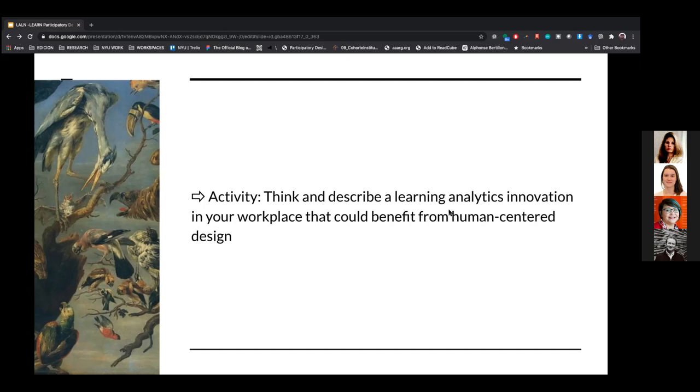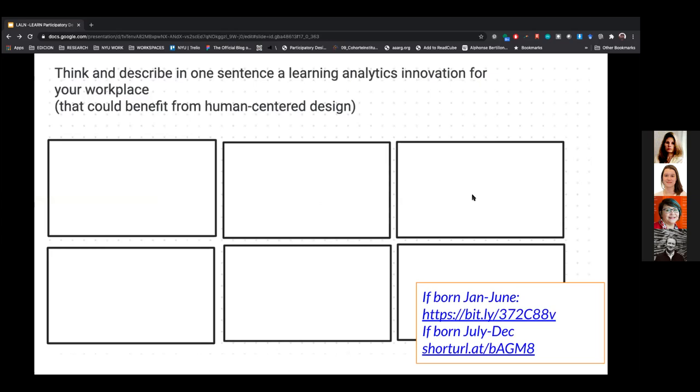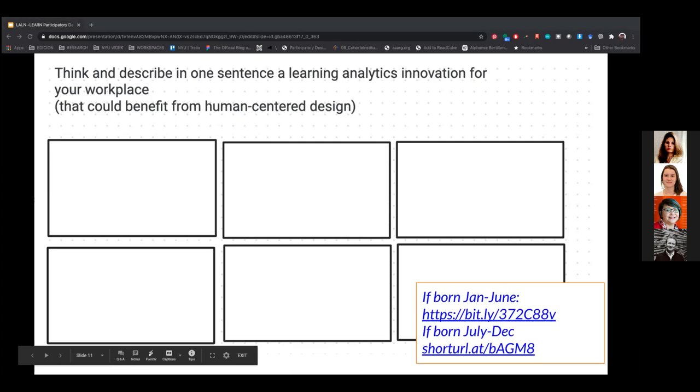So if you could all go to the Jamboard, which looks something like this, choose one of these workspaces and start creating post-its, writing in one or two sentences a learning analytics innovation that you are working on, have worked with, or might fantasize about. It can be something general, like helping a teacher deal with a really large cohort classroom. Okay, I'm going to give you 3 minutes to do that. I can see people coming in, that's great. You're going to have to scroll to the third slide of the Jamboard, by the way.